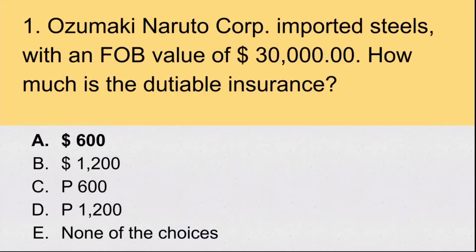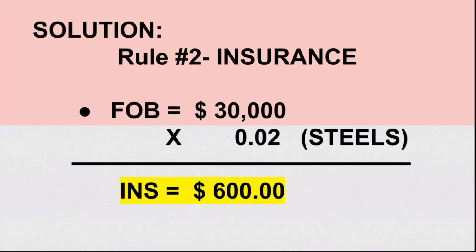So, here's the solution. According to rule number 2 in insurance, in order to get the dutiable insurance, you just have to multiply the FOB and the 2% of the insurance FOB. We have the FOB of $30,000 times 0.02, and then we have the dutiable insurance of $600.